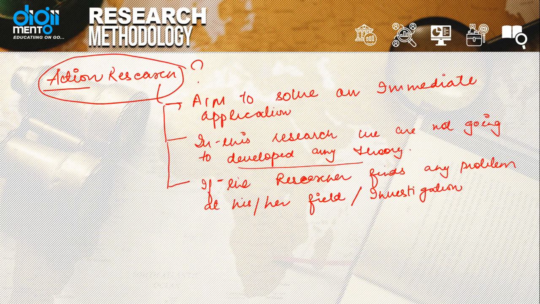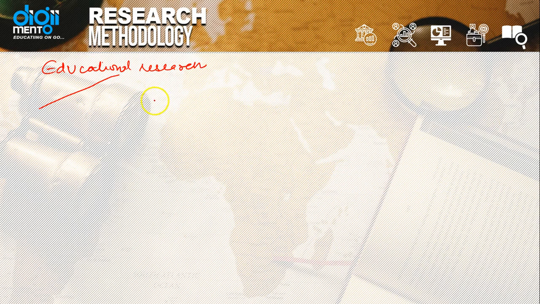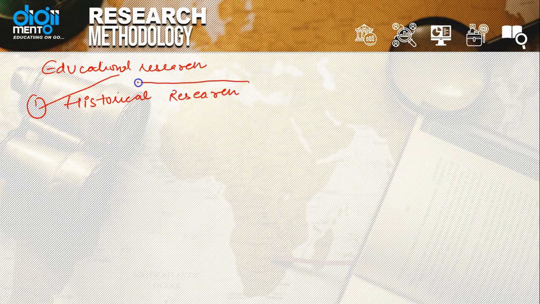So what is educational research? Basically, it is directed towards the development of the science of behavior in educational situations. As we have studied, we classified educational research into different parts. The first part is historical research. So what is historical research?